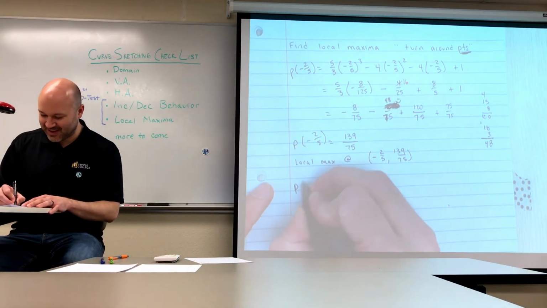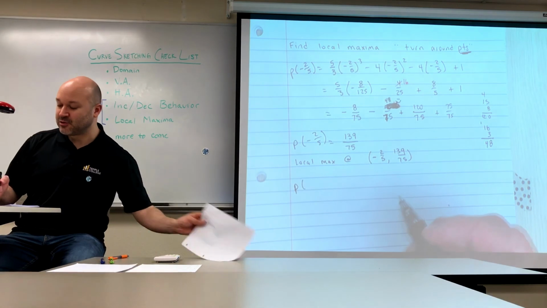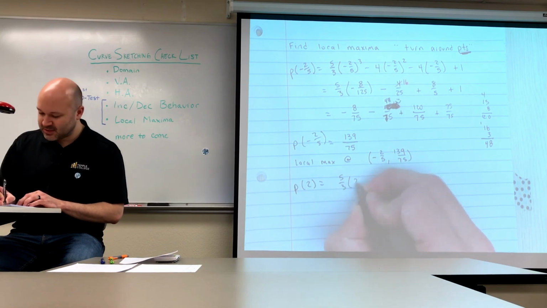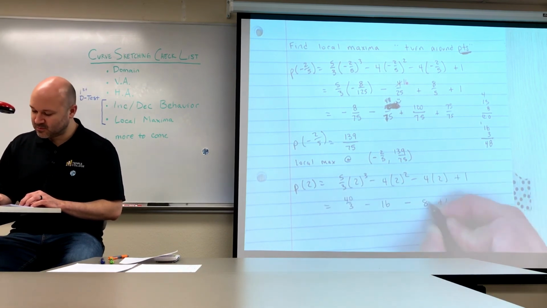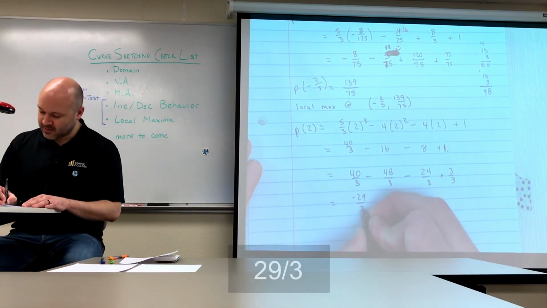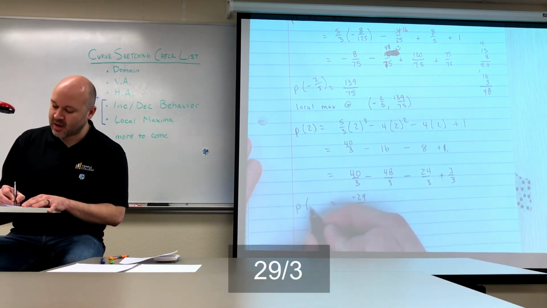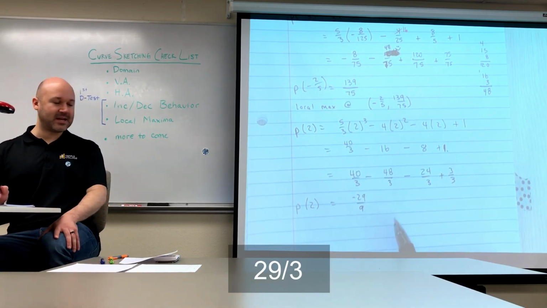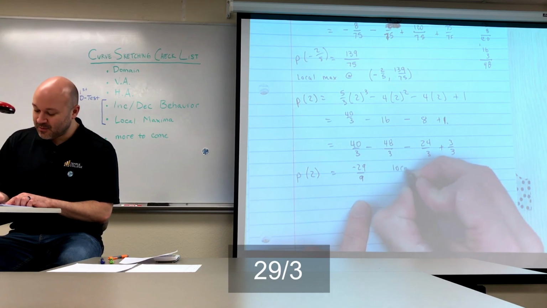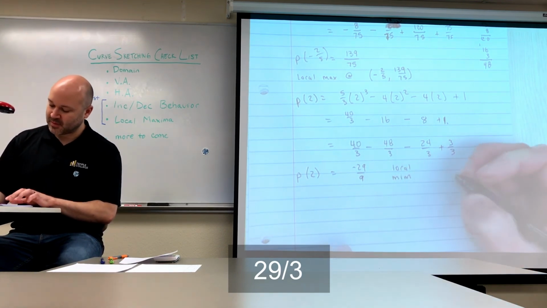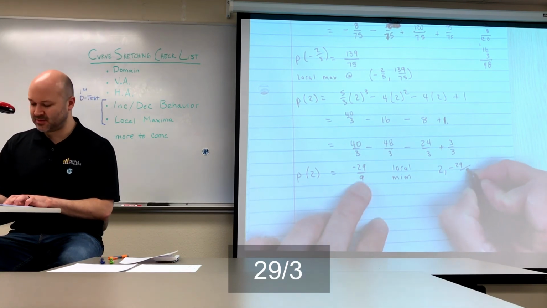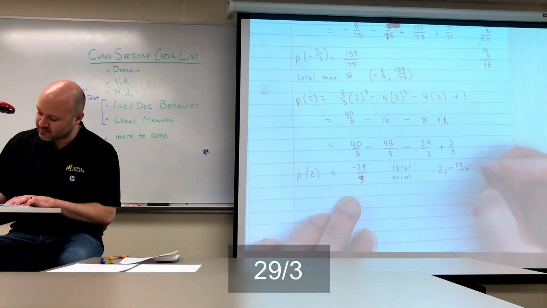Now to go off and find the local min. Let's hope this one goes faster. I'm just going to plug in that other critical value at 2, so hopefully it comes out nicer. So we have P of 2 is equal to negative 29/9. Whew. Okay, that's my local minimum at 2 comma negative 29/9. That's 3 and 29/3.